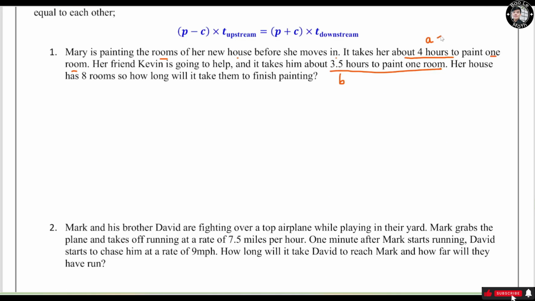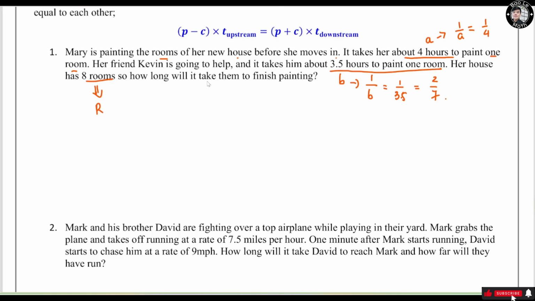So from right here, you can calculate the rate for Mary to complete the work is going to be 1 over A, right? The rate for Kelvin to complete the work is going to be 1 over B, right? So 1 over A is 1 over 4. This one is 1 over 3.5, right? Then we're going to multiply the top and bottom by 2. So it's going to be 2 over 7, right? Now her house has 8 rooms. This one is the capital R, right?